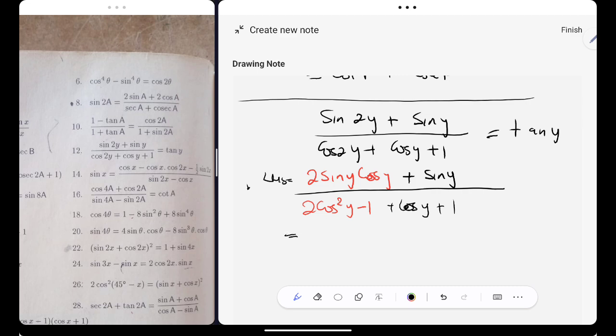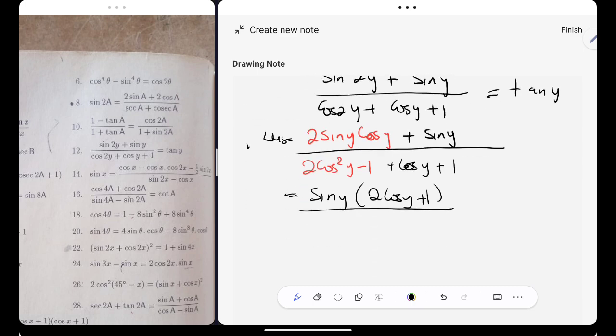Okay, at the top I have the common factor there, which is sine y. Whenever I take it out, I will be left with 2 cos y plus 1 all over. Remember that the ones are subtracting one another, right? So I can simply erase them here.